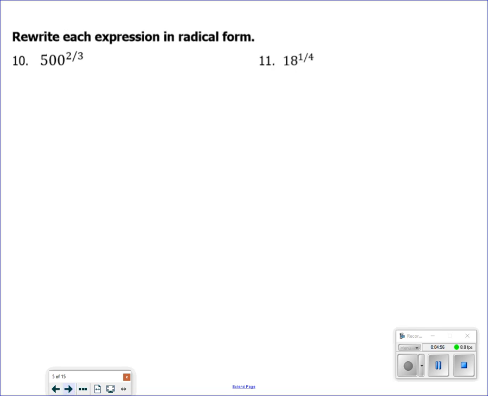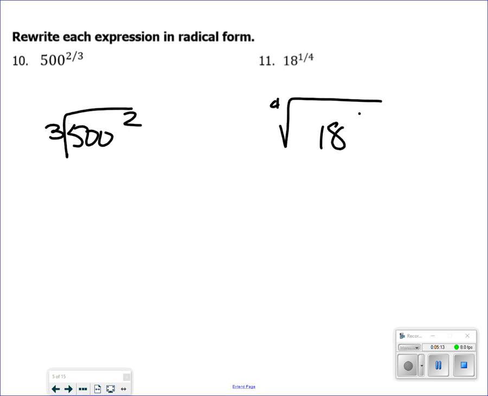Evaluating. Now you're talking about using, rewrite it in radical form, sorry. So remember, the power goes on top and the root goes on the bottom. So this would be the fourth root of 18. And you can put 18 to the first if you want, but the root is on the bottom, the exponent is on top.